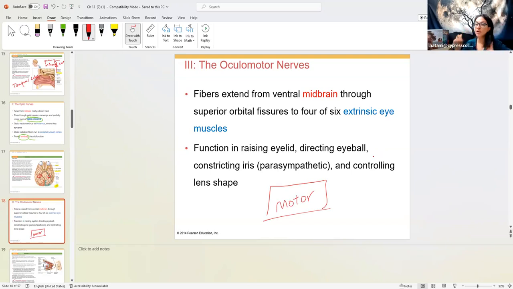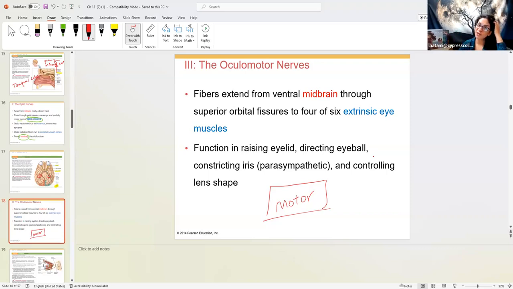Make sure that I'm not asking which muscle is going to be innervated by which nerve, okay? Just simply know that the oculomotor nerve is responsible for controlling the eye movement. Make sure you know the oculomotor nerve originates from the midbrain, and by passing through the superior orbital fissure of the orbit, it comes to the muscles around the eye, and is responsible for eye movement.